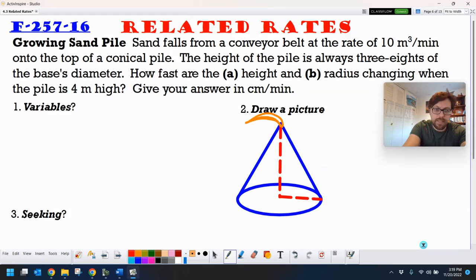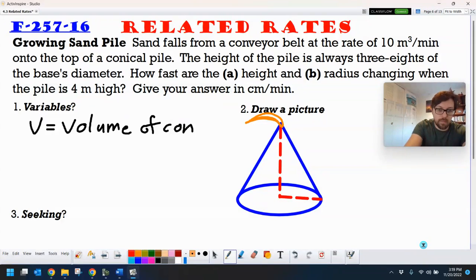So a cone has different things. There is the volume of that cone, so we'll call that V. We also have the height of the cone, and we also have a radius of a cone.